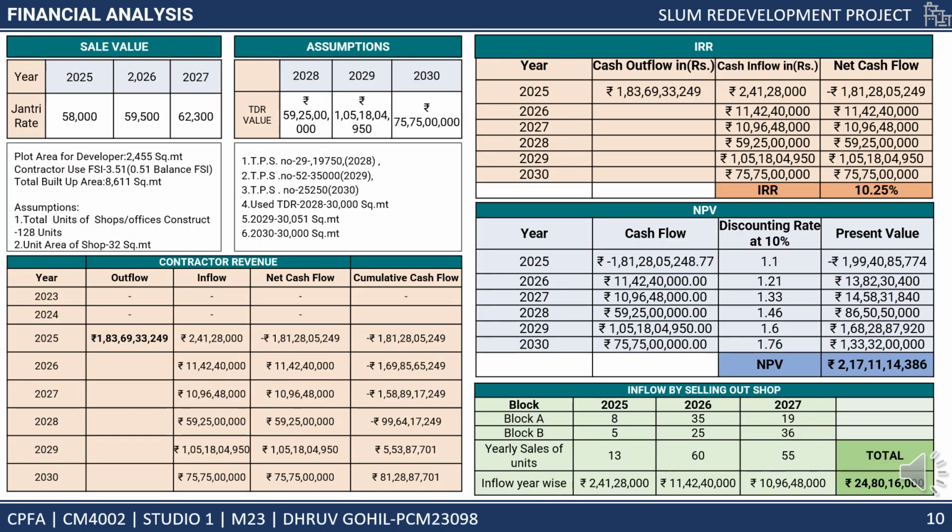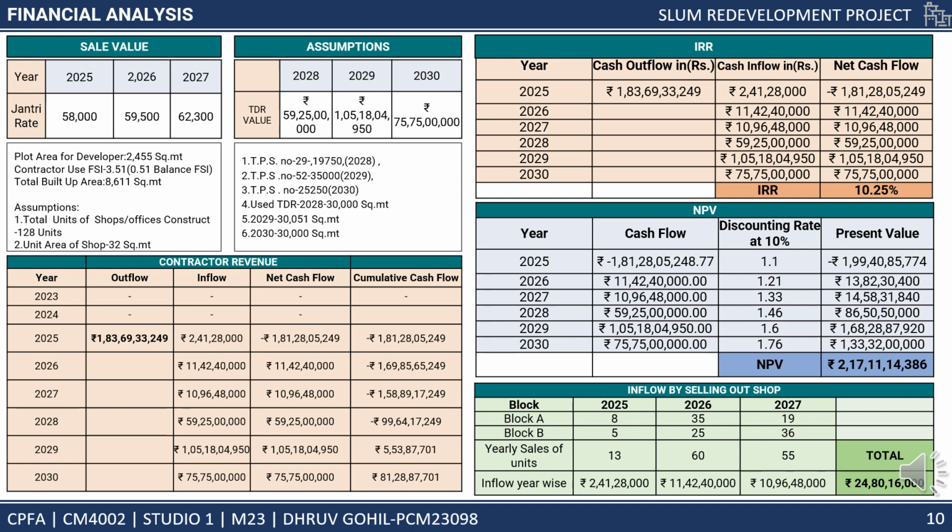As we discussed in the previous slide, the contractor is going to construct 128 shops or offices in the free sale land area. So the inflow from selling them, year wise, in 2025 is 24 CR approximately. In 2026, the inflow is 11 CR approximately. In 2027, the inflow comes up to 10 CR approximately.